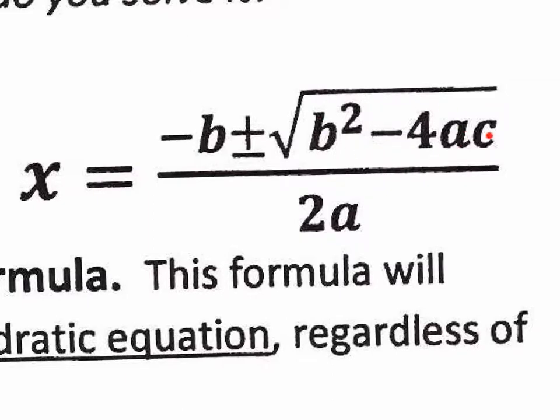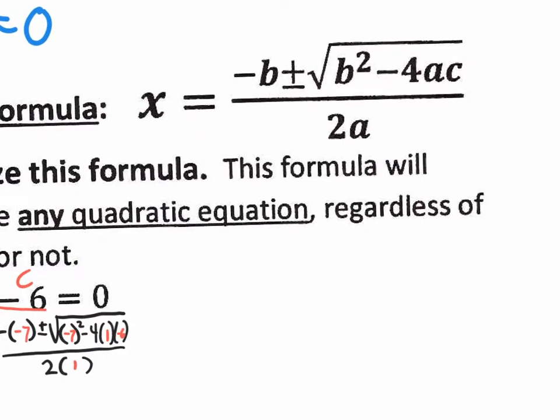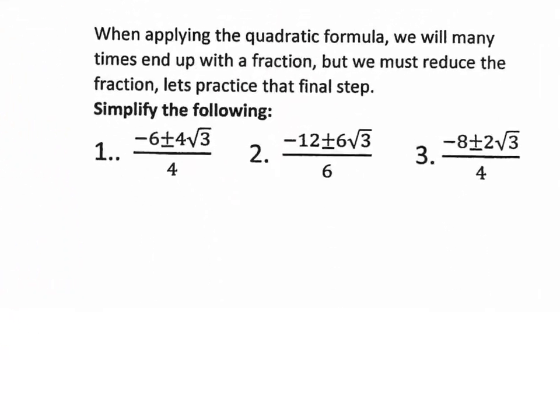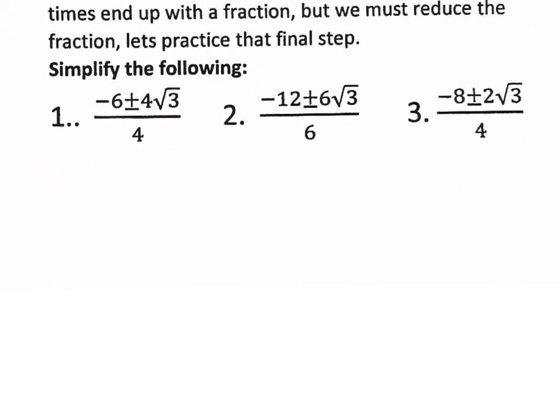So if your discriminant is positive, you get two answers. If your discriminant is negative, you get no answers. If your discriminant is equal to 0, you only get one real answer. Now, before moving on to today's actual homework, we need to be able to practice simplifying the last step of the quadratic formula.